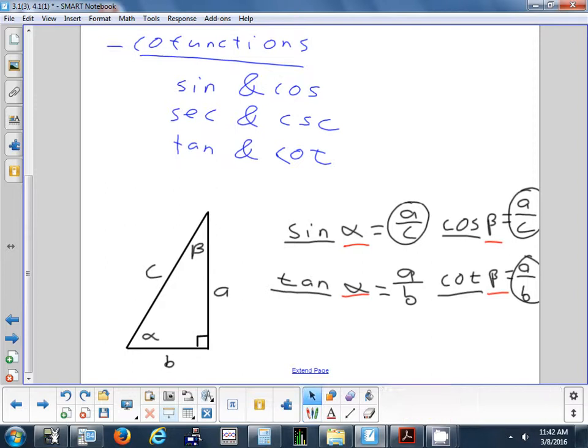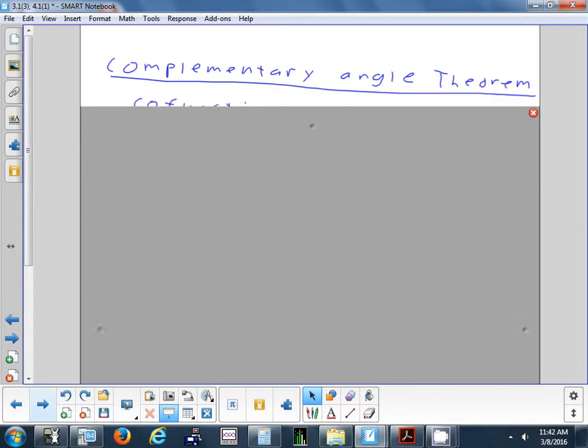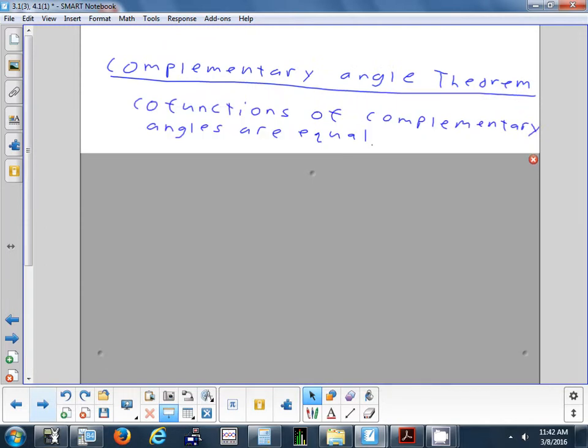Complementary. So the complementary angle theorem is based on two things. One, having cofunctions. Two, having complementary angles. And that's the whole theorem. It says what we just showed. If you have cofunctions and you have complementary angles, they come out the same. Cofunctions of complementary angles are equal.